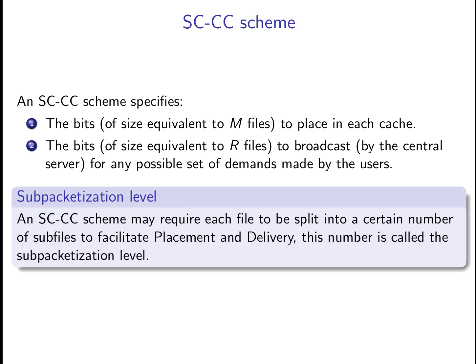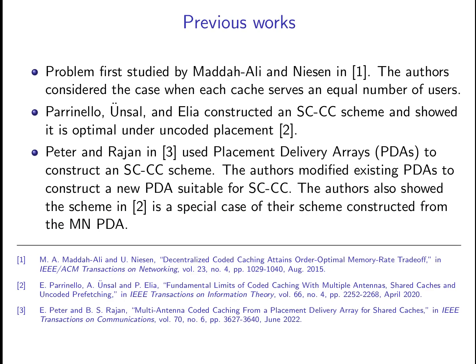Now, shared cache coded caching scheme. A shared cache coded caching scheme specifies two things. One, the bits of size equivalent to M files to place in each cache. Two, the bits of size equivalent to R files to broadcast for any possible set of demands made by the users. Now, a terminology. A shared cache coded caching scheme may require each file to be split into a number of subfiles to facilitate placement and delivery. This number is called the subpacketization level.